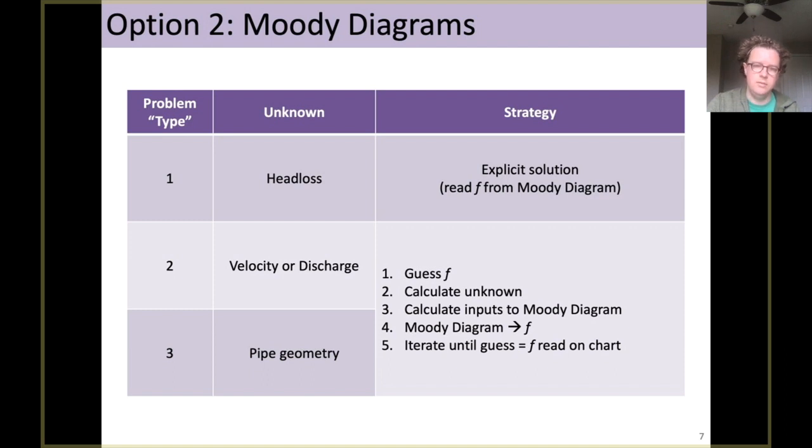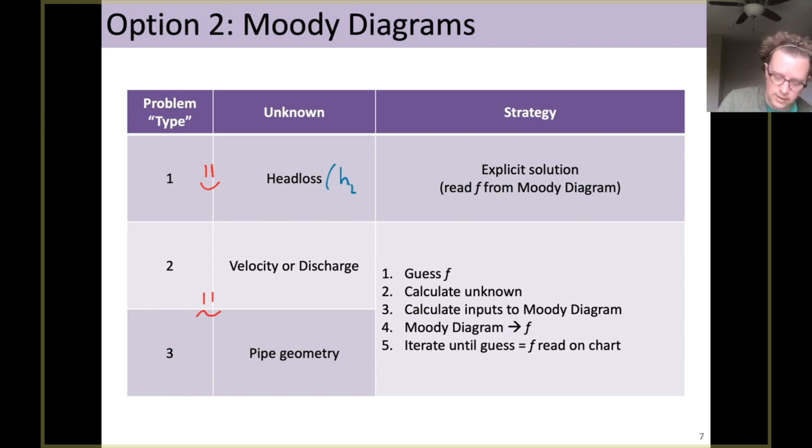And I've split the Moody diagram into 3 types of problems. This is my own typology, so this is not something that if you Google Moody diagram type 2 problem, that's not something you'll find, but it's a good way for us to organize our thinking. So if we have what I call a type 1 problem, where the thing that you want to know is head loss, or that HL, if that's the unknown, you are quite happy because it's a straightforward problem.